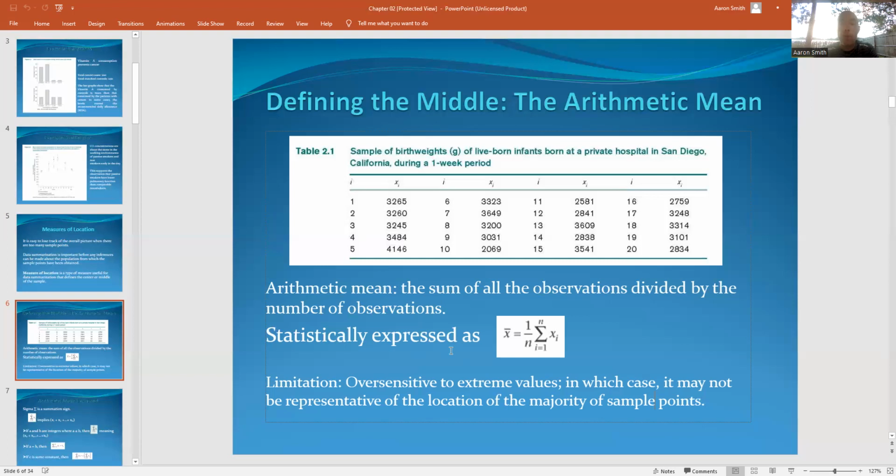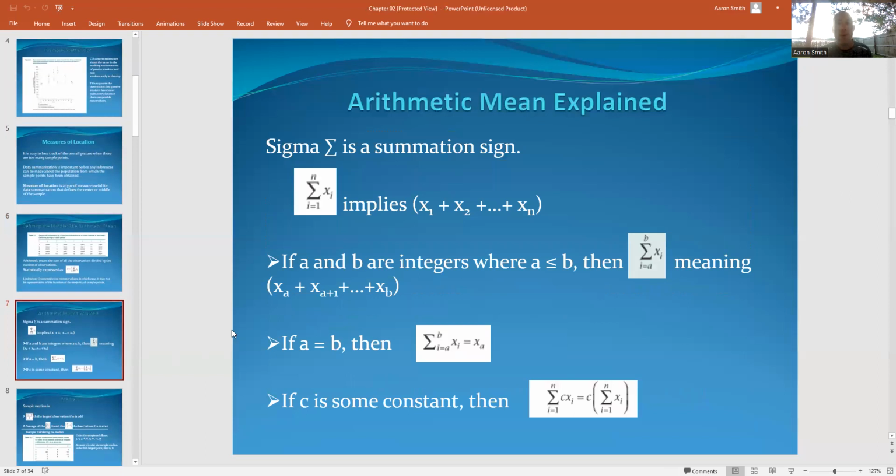Now, the arithmetic mean has a lot of theoretical properties that are nice. So as long as we have a non-skewed data set, usually the mean is a good way to go. All right, so the arithmetic mean explained.